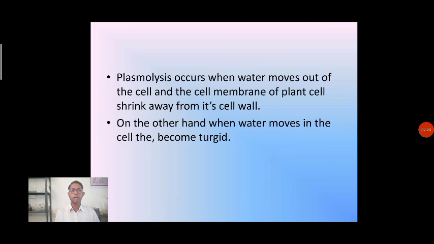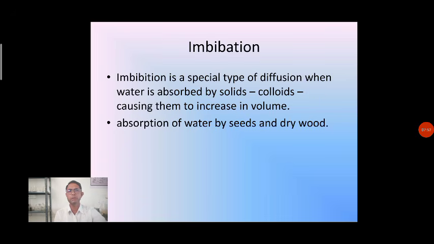Plasmolysis occurs when water moves out of the cell and the cell membrane of the plant cell shrinks away from its cell wall. So here the shrinkage of the cell or shrinkage of the plasma membrane will take place, and this we call a plasmolyzed cell. On the other hand, when water moves inside, the cell becomes turgid, as given in the hypotonic solution. So depending on the solution, these two conditions most importantly occur.